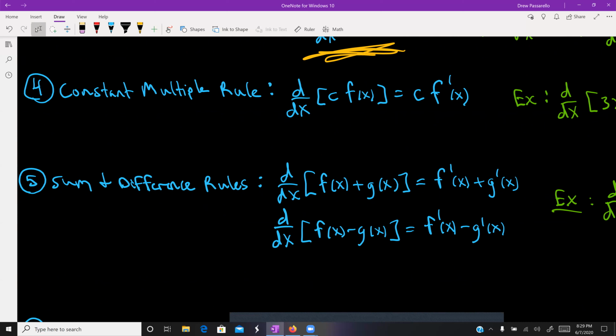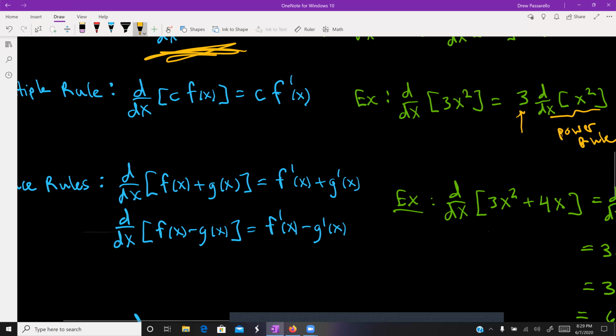The fifth rule is called the sum and difference rules, and it's essentially if you have two functions that you're adding or subtracting together, you take the derivative of the first function plus the derivative of the second function, or the derivative of the first function minus the derivative of the second function. You take the derivative of each part.